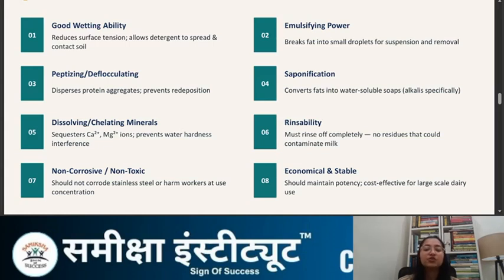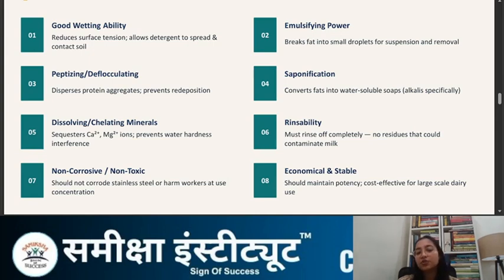Next, it should also be able to chelate minerals. It should also be able to dissolve these minerals. So calcium, magnesium ions, all these should be chelated. So how will it do that? It will prevent the water hardness. It will reduce the water hardness.